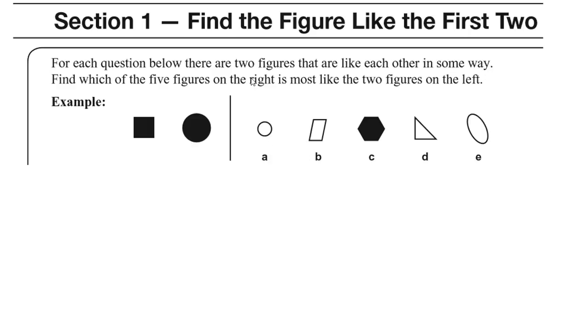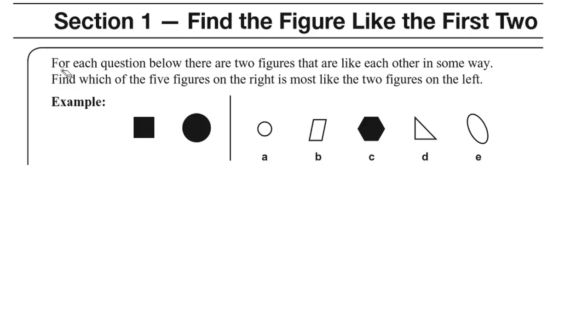So there are normally different things that they ask when it comes to shapes like this. So what we're going to do today is look at some of these kinds of questions that they could ask you. Now, section 1 here says find the figure like the first two. On the left hand side, I've got two shapes. You've got to pick from A, B, C, D or E which of these shapes would be similar to these shapes on the left. Okay, so that's what you're going to need to do here.